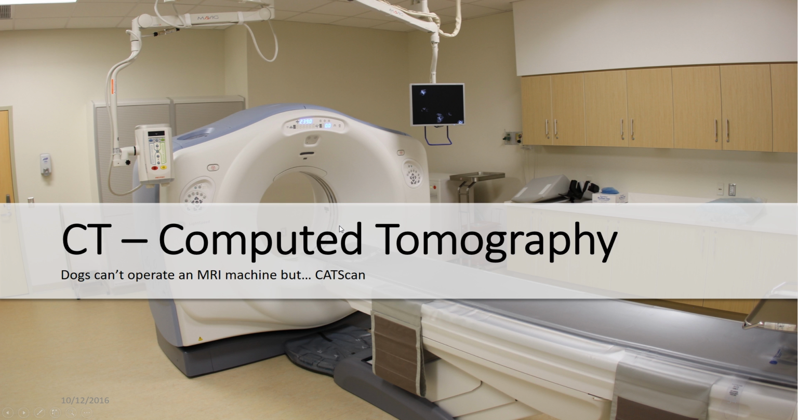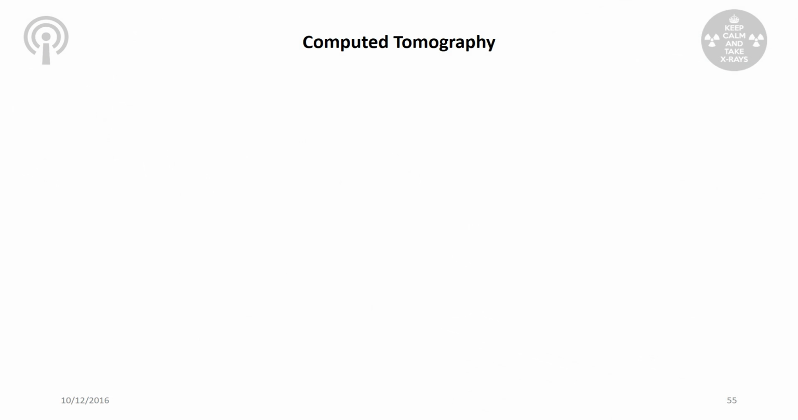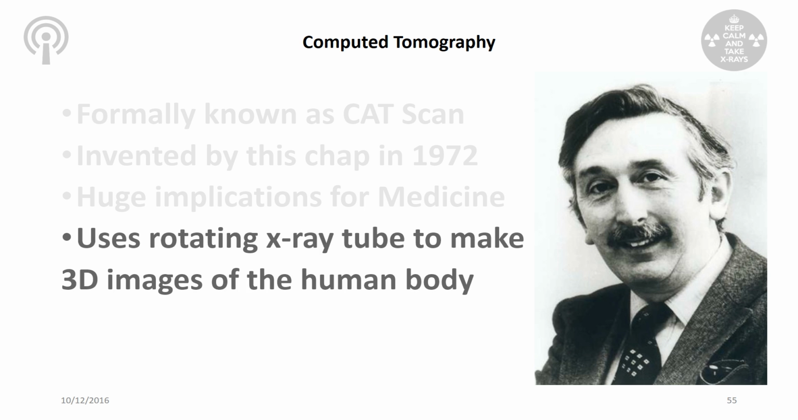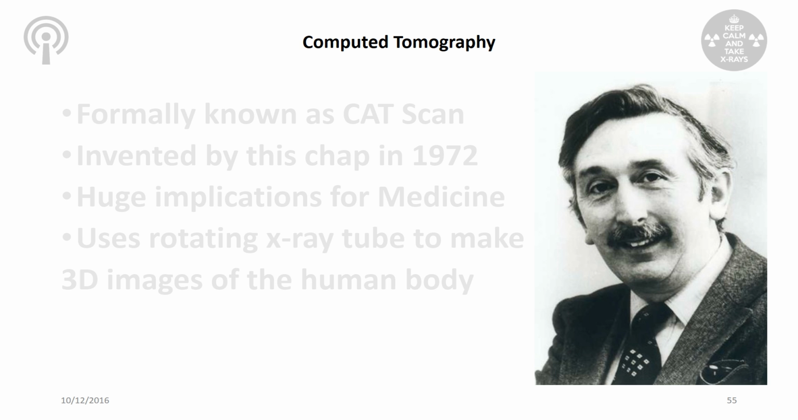And I'll find some images later on for that. You can Google CT scanner internals to have a look at those. So it had massive implications for medicine. And like I said, it uses a rotating X-ray tube to basically make 3D images of the human body.